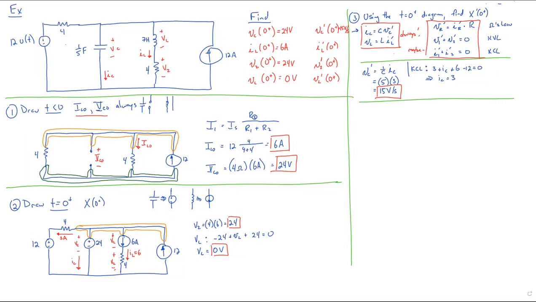The next thing we want to find here is I sub L prime. So we see the I sub L prime here, so that's pretty straightforward. It's equal to 1 over L times V sub L. Did we already find what V sub L is? Yes, we did. Over here, we know what V sub L is at 0 plus. So that's going to be equal to 1/7 times 0, which means it must be 0 amps per second.